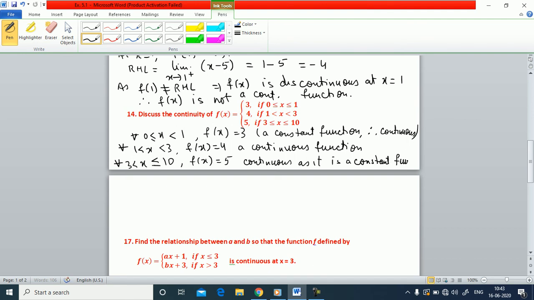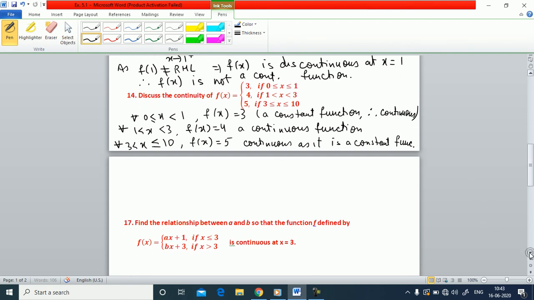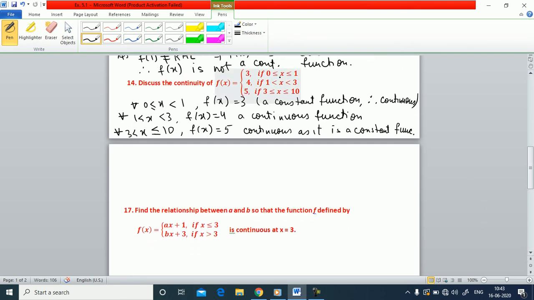Okay, now let us talk about the points we have not yet included. You will see there is scope for checking continuity at 1 and at 3. So at 1 we are checking. If you see the value of the function at 1, what is f(1)? When x is equal to 1, f(x) is equal to 3.